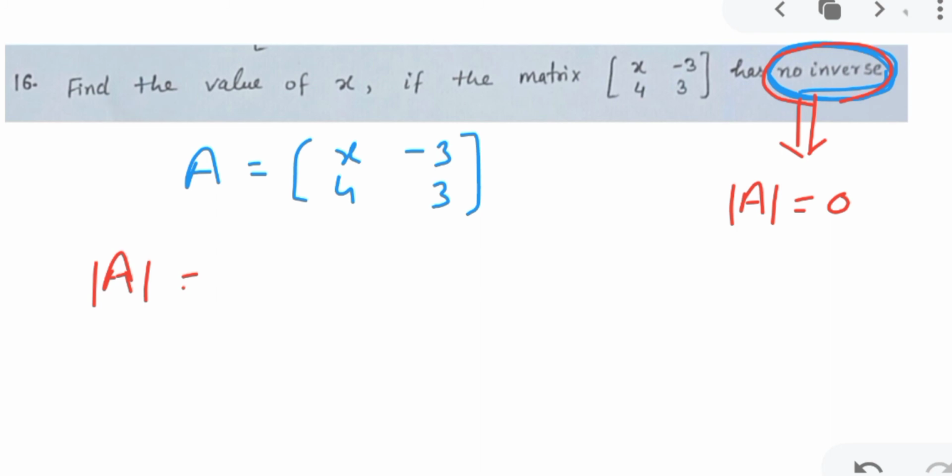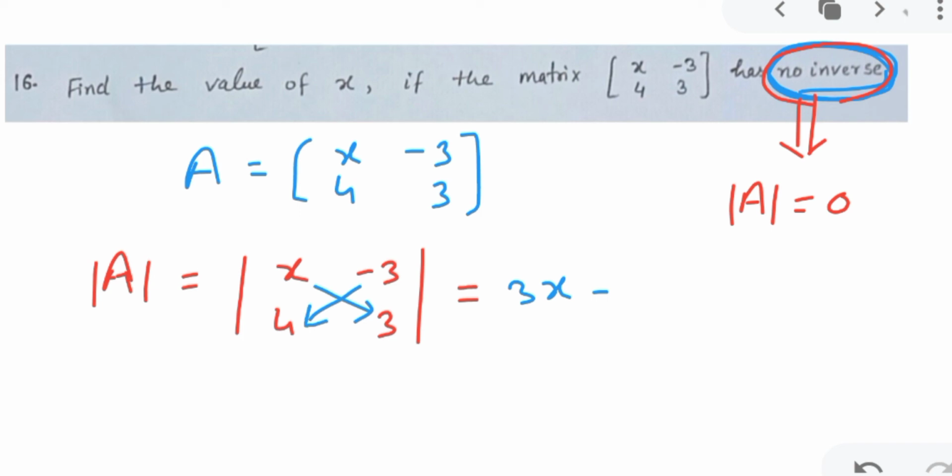The determinant value will be like this: x, minus 3, 4, 3. How are we finding the determinant value? x into 3, so x into 3 will be 3x, minus 3 into 4. Minus 3 into 4 will be minus 12, or you can calculate it like this: 3x, and minus minus will be plus, so plus 3 into 4 is 12. So 3x plus 12.